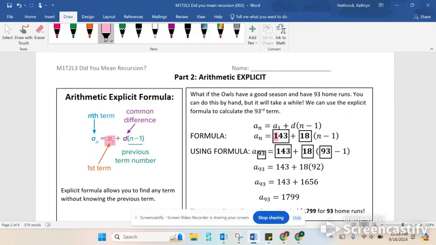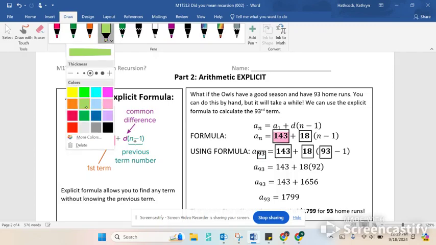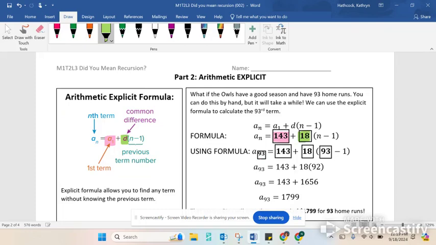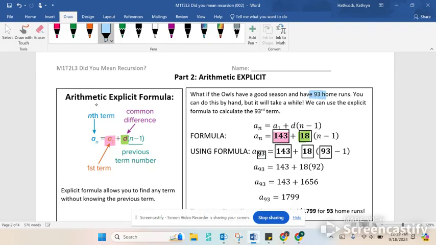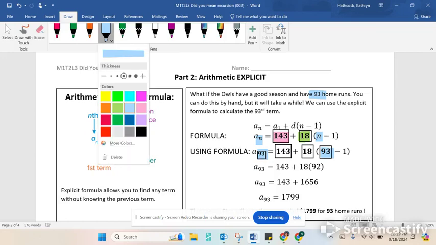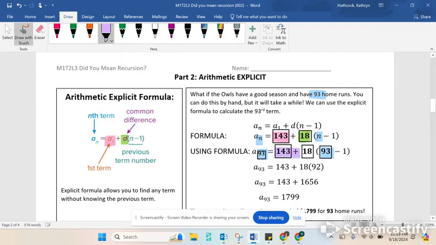What I add first is actually my first term, the first number in my sequence. Then I have my common difference, which is 18, still the same problem. And then you have your n values. Your n value is how many home runs you have. So that's where these 93s come into play. All of these different n values. And I have fantastic news for you. Sometimes you do have to do a little bit more work, but this one, you could just put that straight in your calculator. And you should get 1,799.